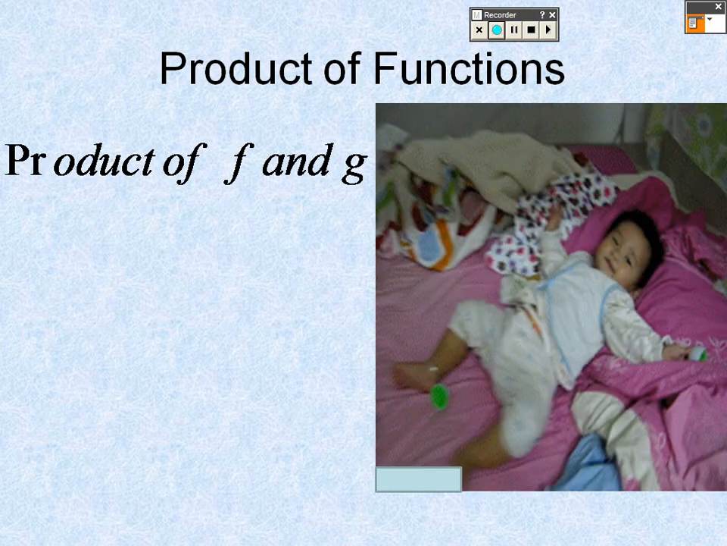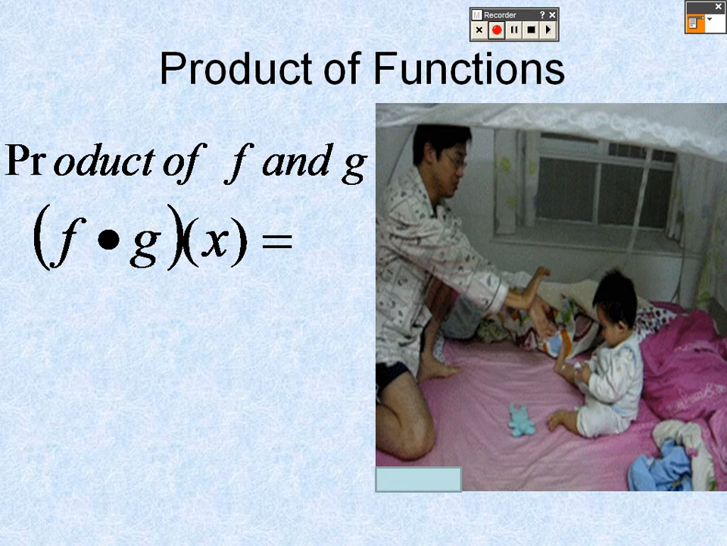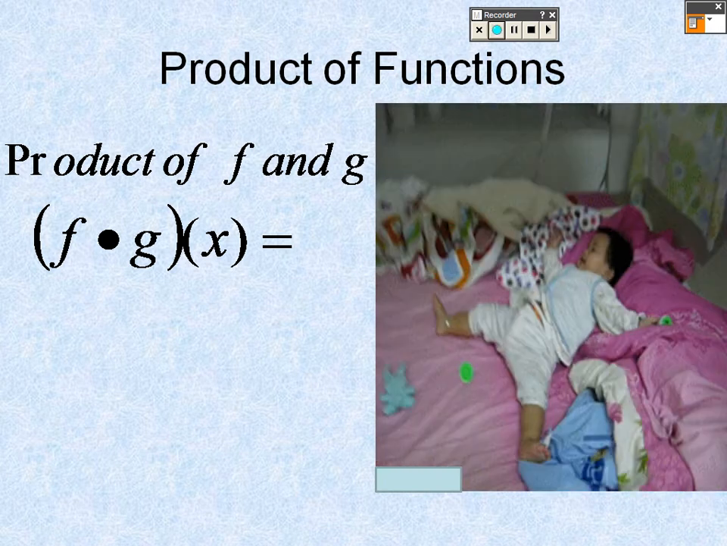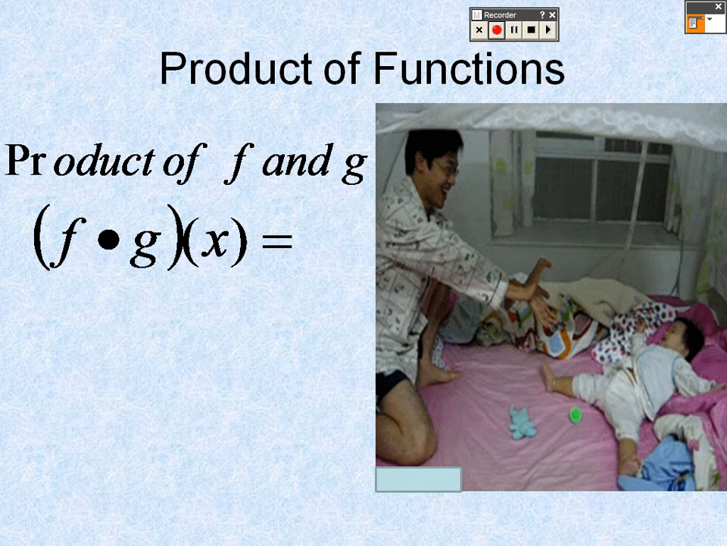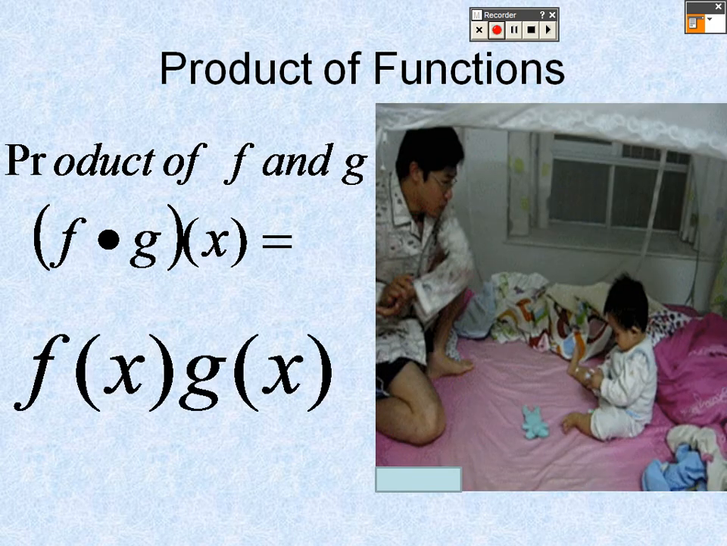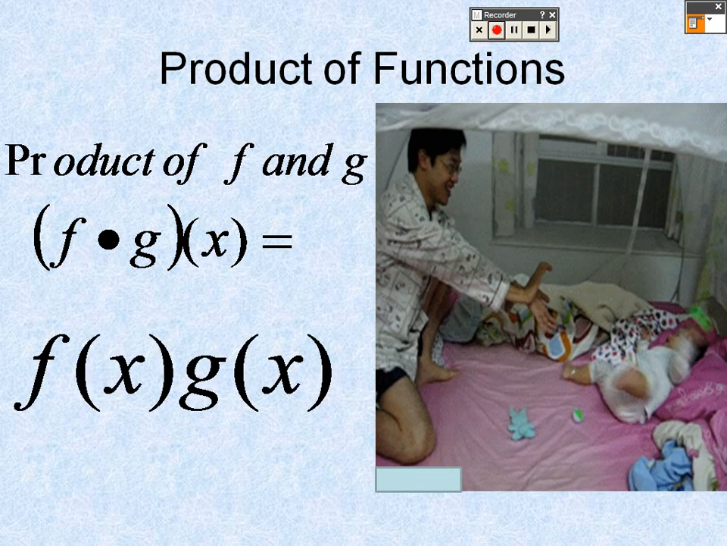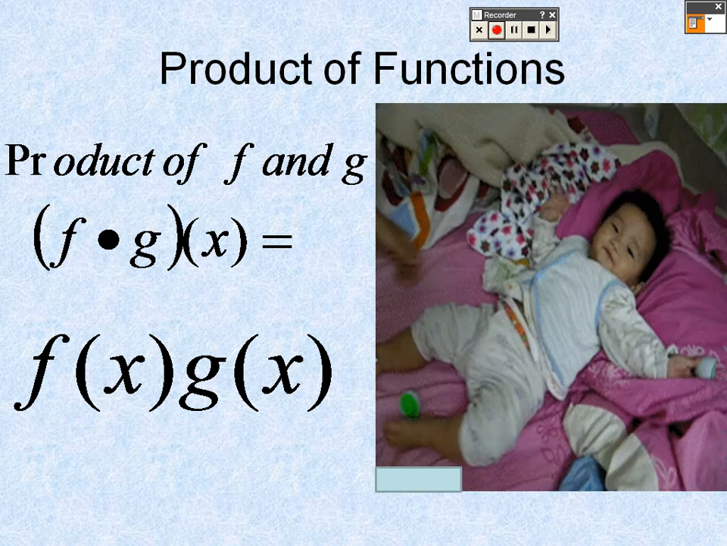Products of functions. Product means multiplication, so this is just taking two functions and multiplying them together. You could have f times g of x, or you could have f of x times g of x. It's just multiplying the two functions together. That's literally all that it is.